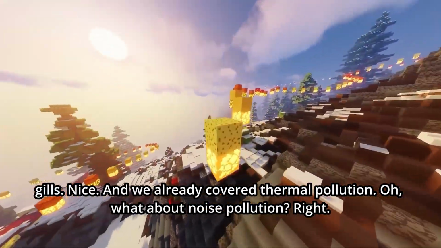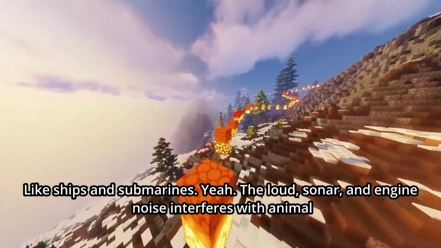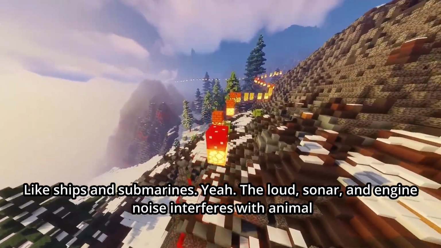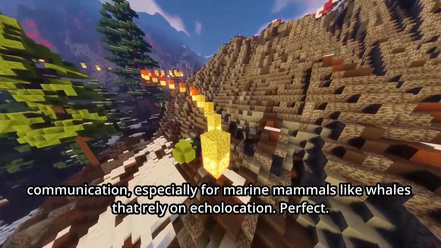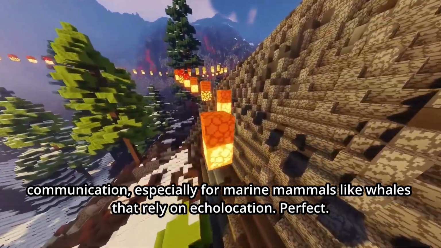Nice. And we already covered thermal pollution? Oh, what about noise pollution? Right, like ships and submarines. Yeah. The loud sonar and engine noise interferes with animal communication, especially for marine mammals like whales that rely on echolocation. Perfect.